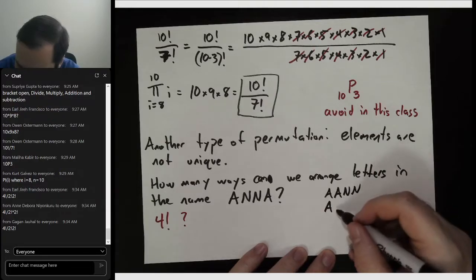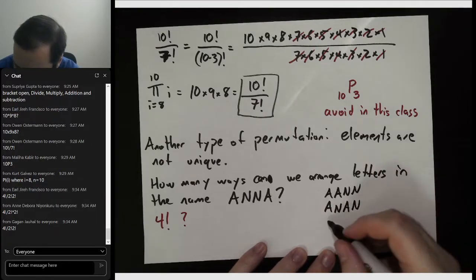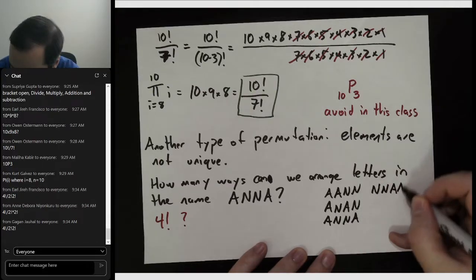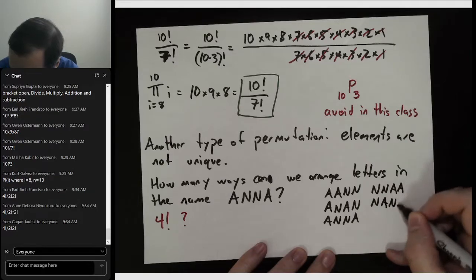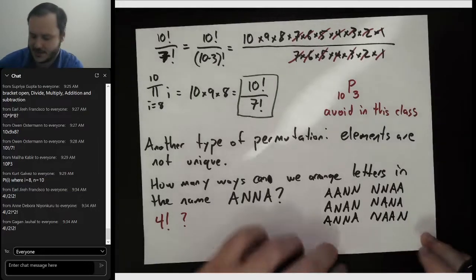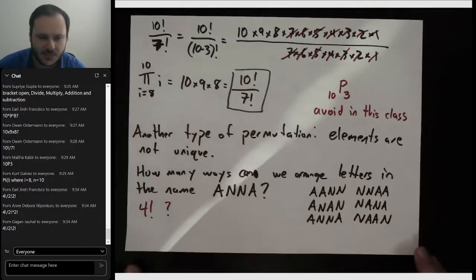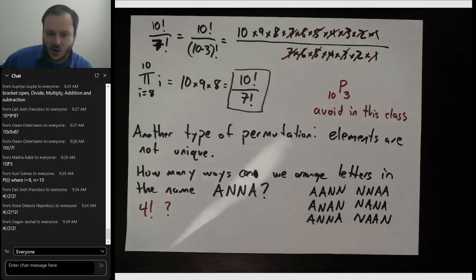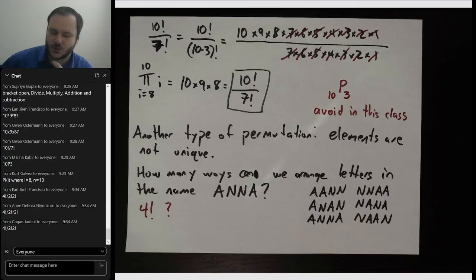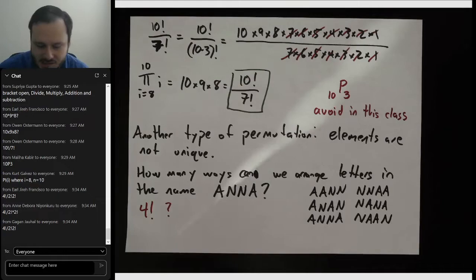So A-A-N-N, A-N-A-N, A-N-N-A, N-N-A-A, N-A-N-A, N-A-A-N. My favorite one is last. I think that is all of the different ways that we can rearrange the letters of Anna. So this is only 6. 4 factorial would be 24. So something's going on here.